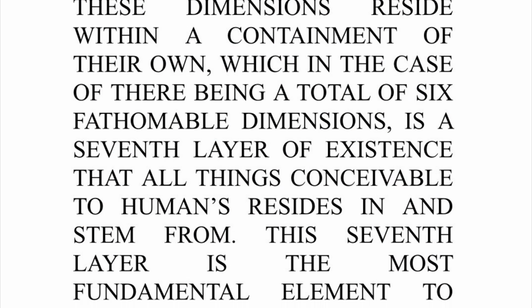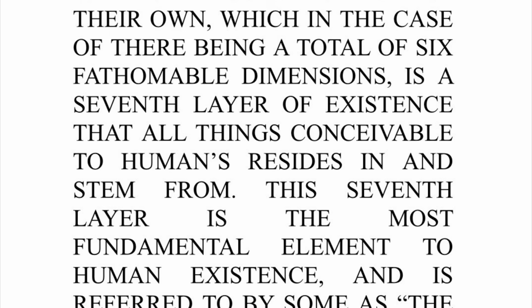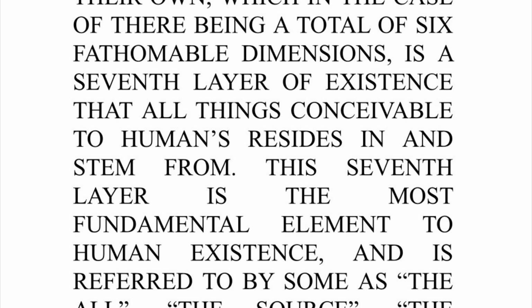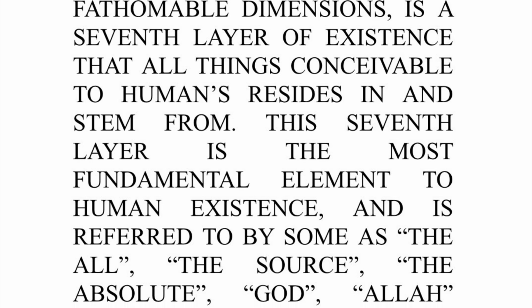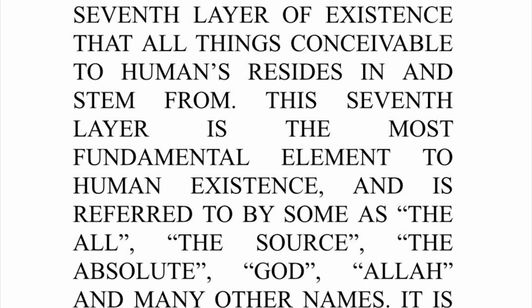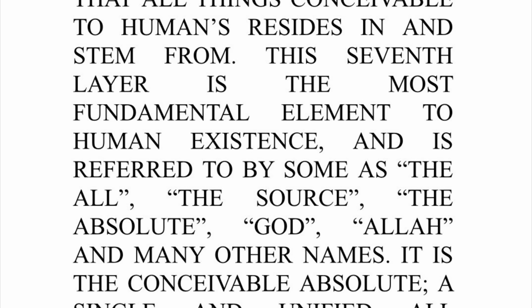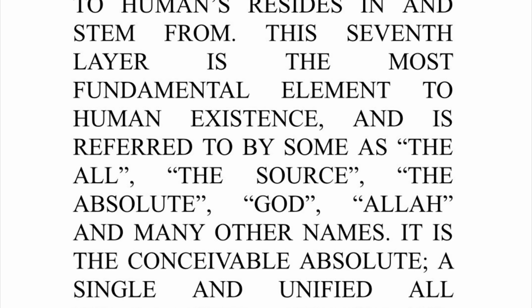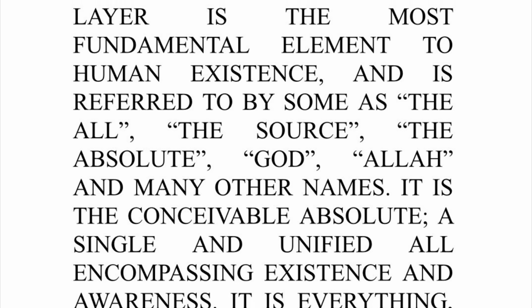These dimensions reside within a containment of their own, which, in the case of there being a total of 6 fathomable dimensions, is a 7th layer of existence that all things conceivable to humans reside in and stem from. This 7th layer is the most fundamental element of human existence and is referred to by some as the All, the Source, the Absolute, God, Allah, and many other names.